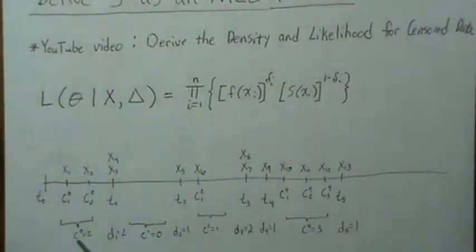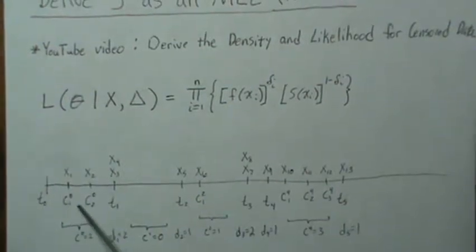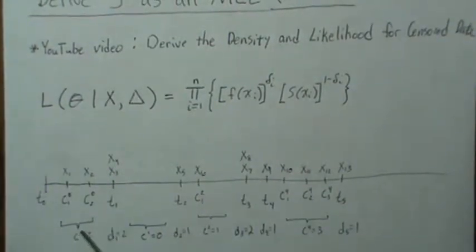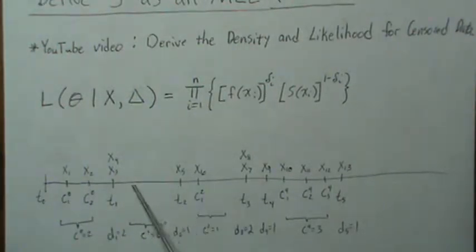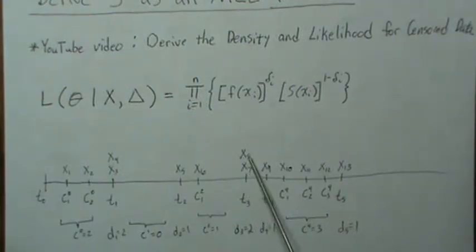If there's no subscript on the C, then that just tells us how many censoring events happened within the zeroth interval. And there's two here. C1 is 0, nothing. C2 is 1. There's no C3. C4 is 3. And then the D's tell me how many events happened at a specific time.